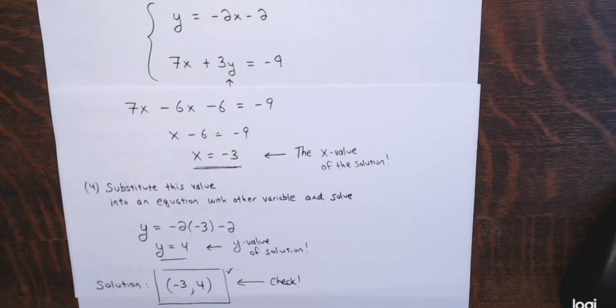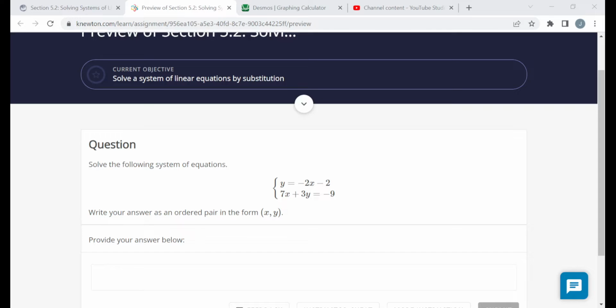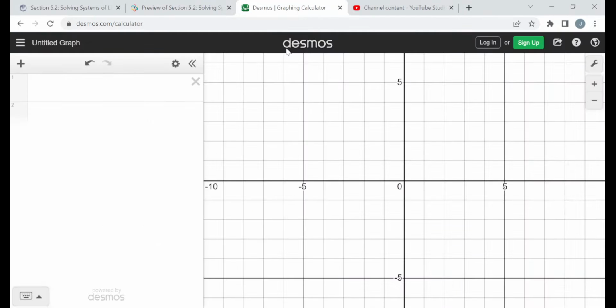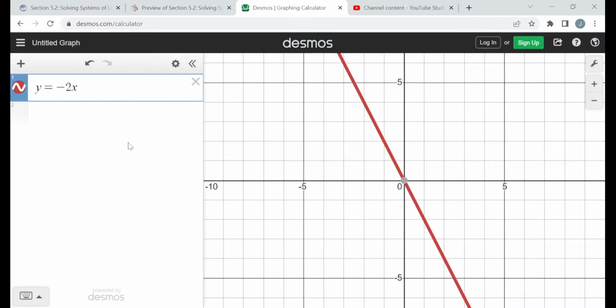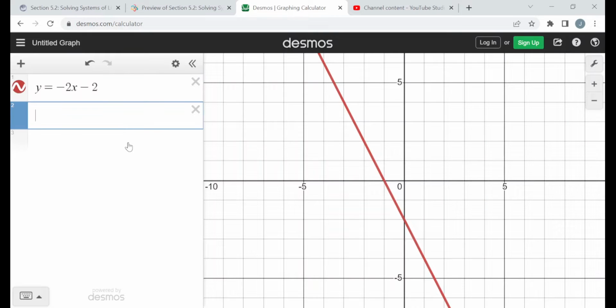And now you could also check by graphing. Going back to section 5.1, how we solve these things by graphing. You can make it really easy on yourself and just go to the graphing calculator website, desmos.com, a free online graphing calculator. And I'm just going to enter the equations we were given. Y equals negative 2x minus 2. There's the graph of that line. And 7x plus 3y equals negative 9.